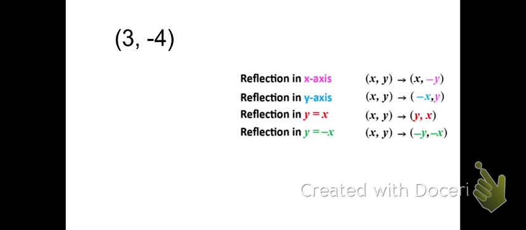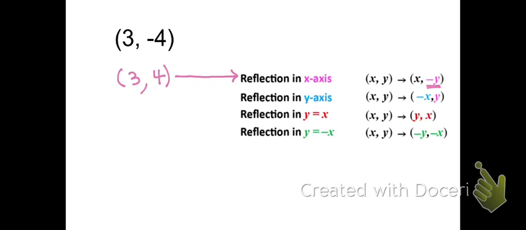So first, reflecting over the x-axis. Notice that the x-coordinate stays the same, but the y-coordinate, it says -y. Well, my y-coordinate is already negative. By negative, we don't mean make it negative. We mean the opposite sign. So if it's already negative, I'm going to make it positive. So this is the point reflected over the x-axis.